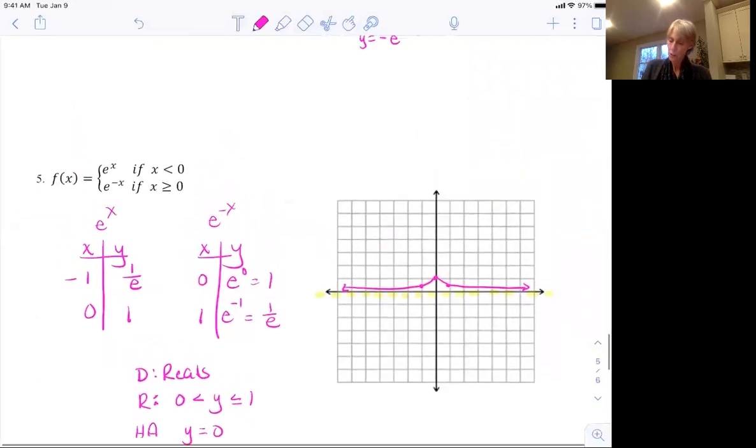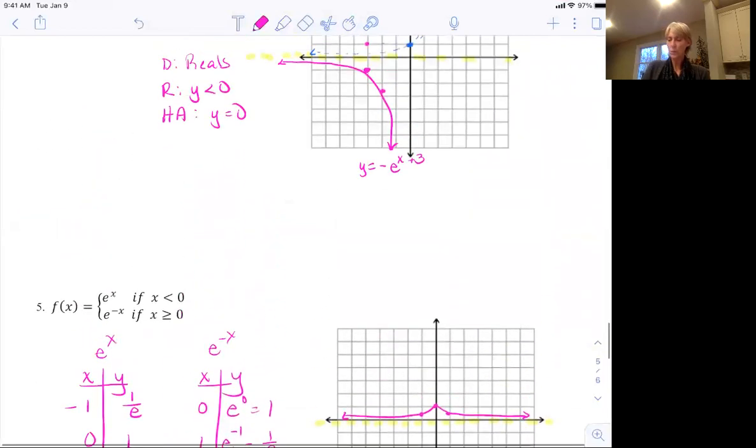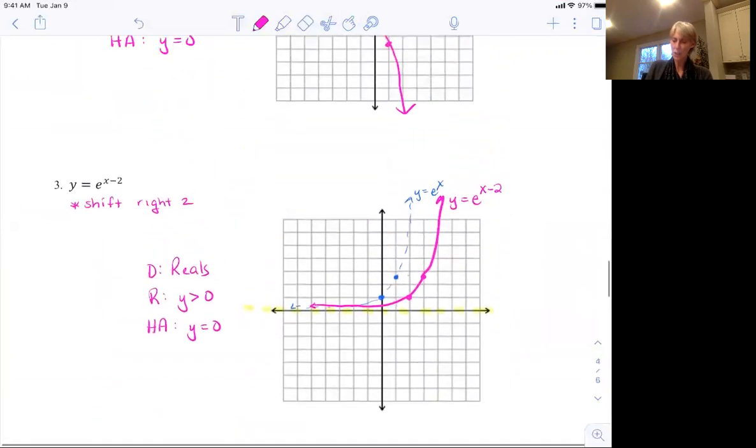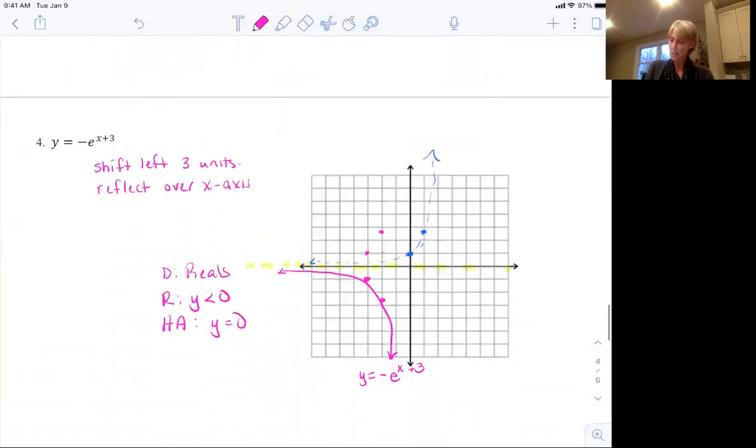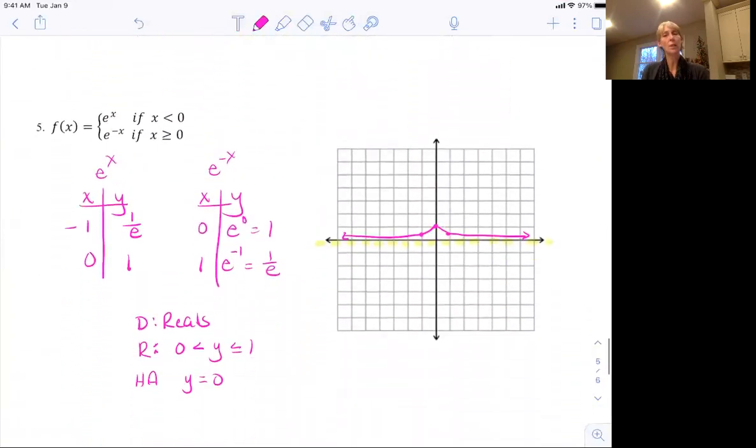Okay. So just a little review, right? We added exponential, learning how to deal with it. And then we reviewed our transformation laws with the exponential function and ended with a nice, fun little piecewise.